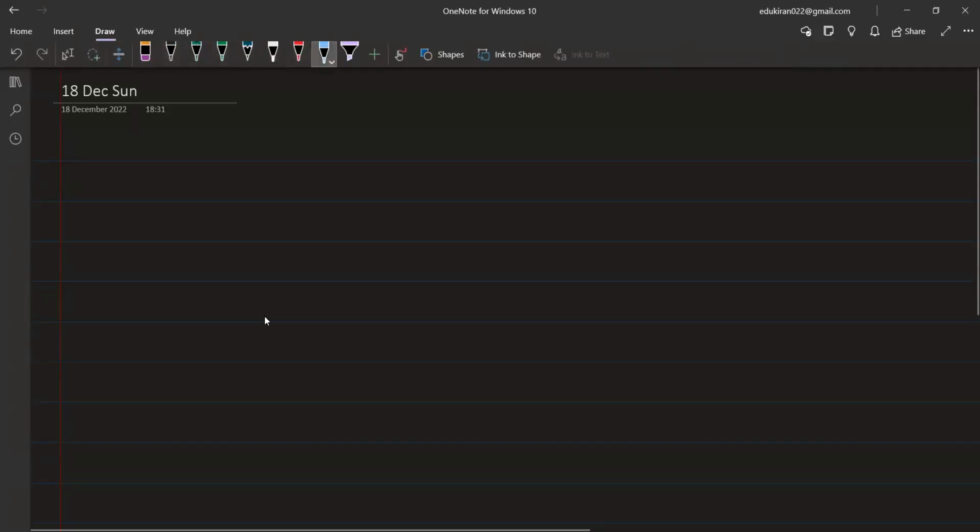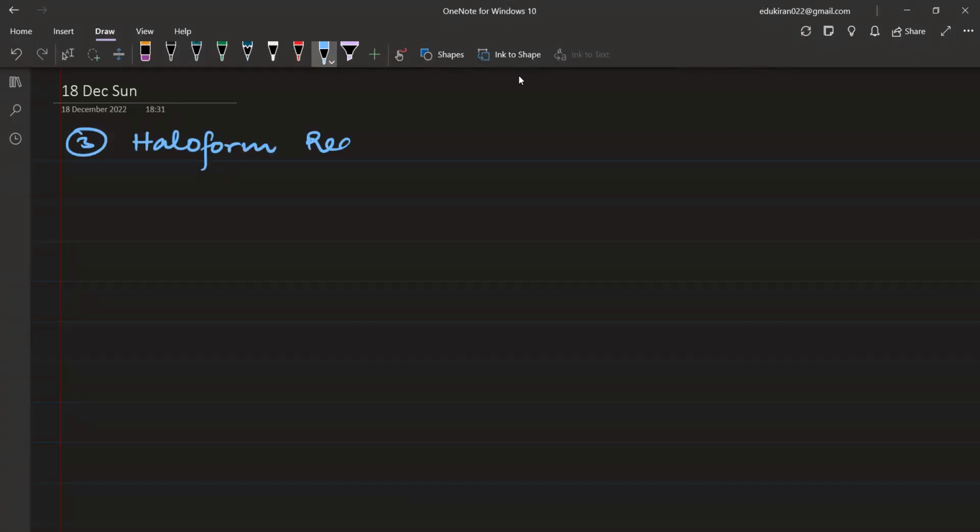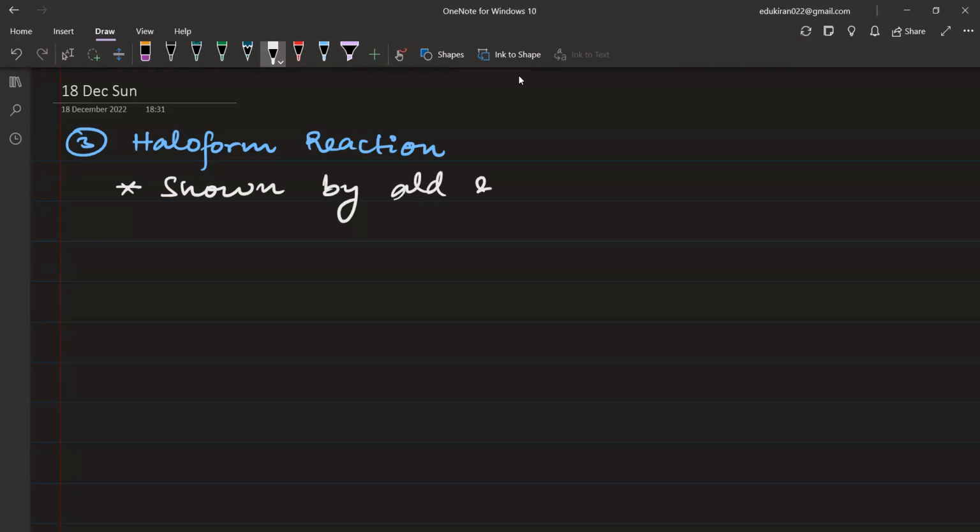Write the third oxidation reaction: the haloform reaction. Please write that it is shown by aldehydes and ketones with the CH3 C double bond O fragment.